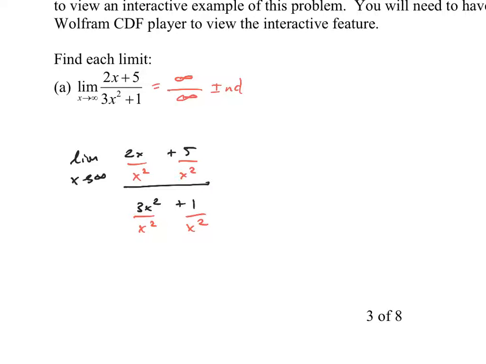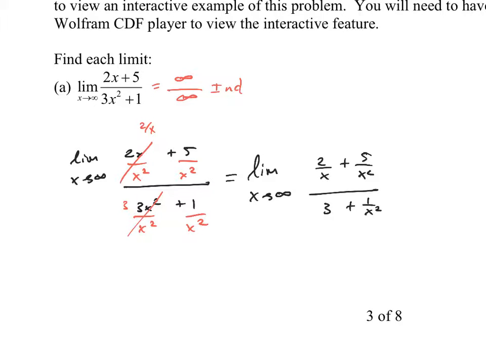I'm going to go ahead and simplify each term. So 2x over x squared would simplify into a 2 over x. 5 over x squared, that stays the same. 3x squared over x squared would simplify to a 3. And then we have a 1 over x squared, that stays the same. So this is the same thing as the limit as x approaches infinity of the first term simplified to 2 over x. Then I have a 5 over x squared. On bottom, I had a 3 plus a 1 over x squared.